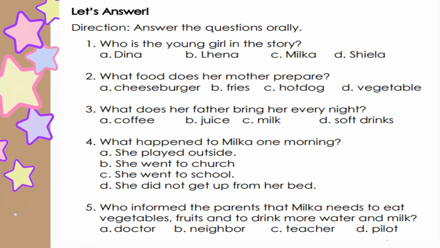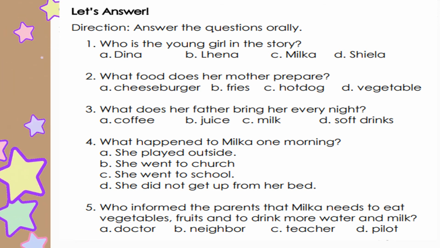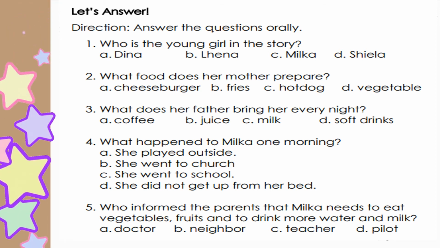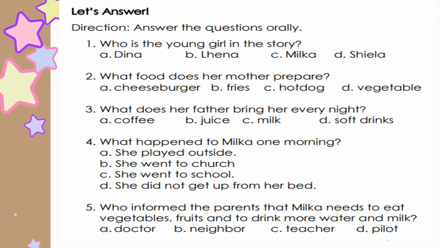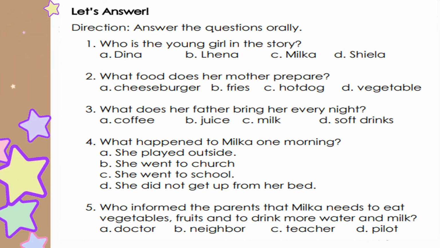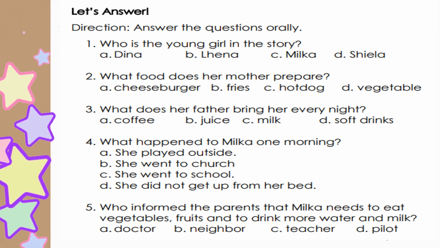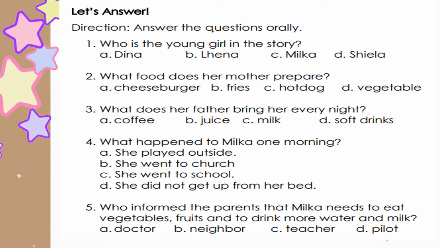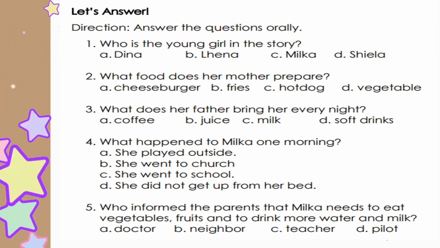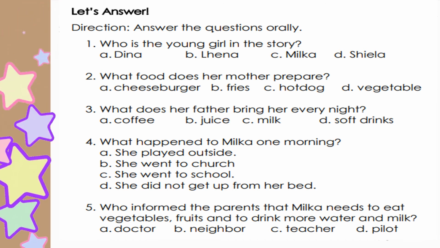Number 3, what does her father bring her every night? A. Coffee, B. Juice, C. Milk, D. Soft drinks. Number 4, what happened to Milka one morning? A. She played outside. B. She went to church. C. She went to school. D. She did not get up from her bed. Number 5. Who informed the parents that Milka needs to eat vegetables, fruits, and to drink more water and milk? A. Doctor. B. Neighbor. C. Teacher. D. Pilot.